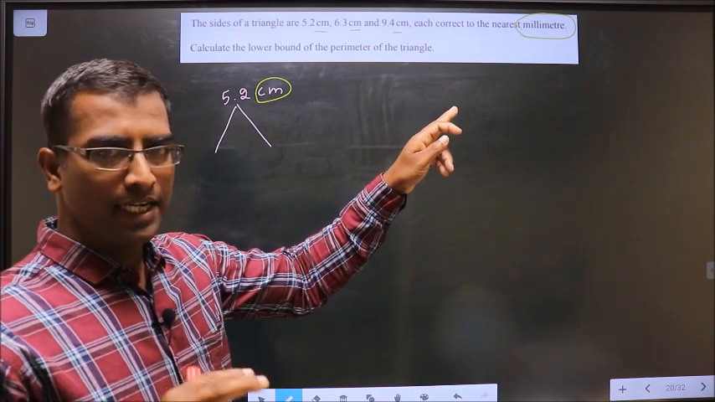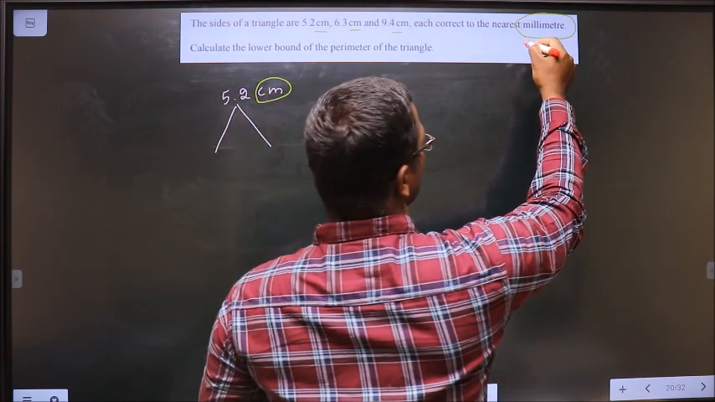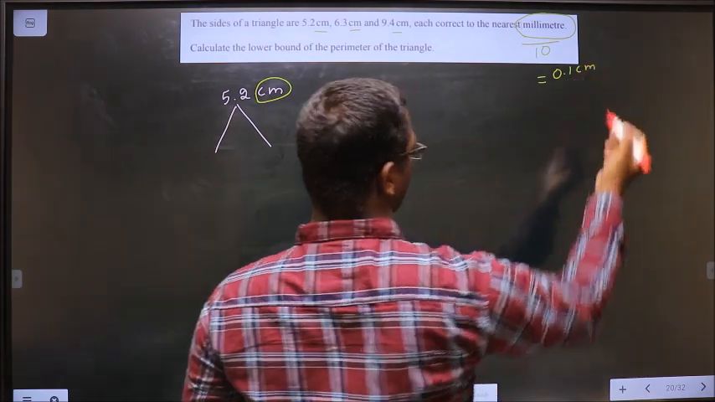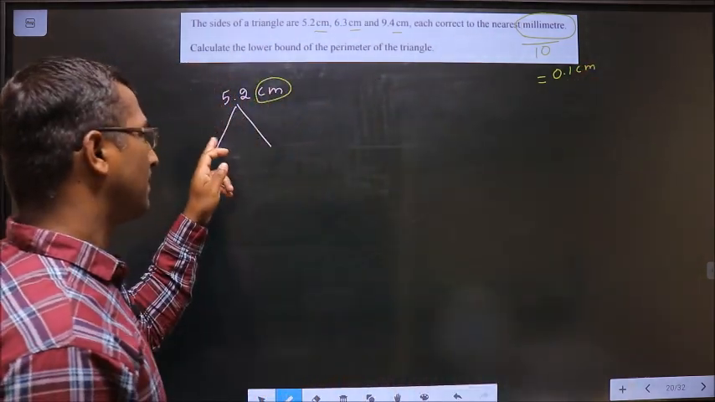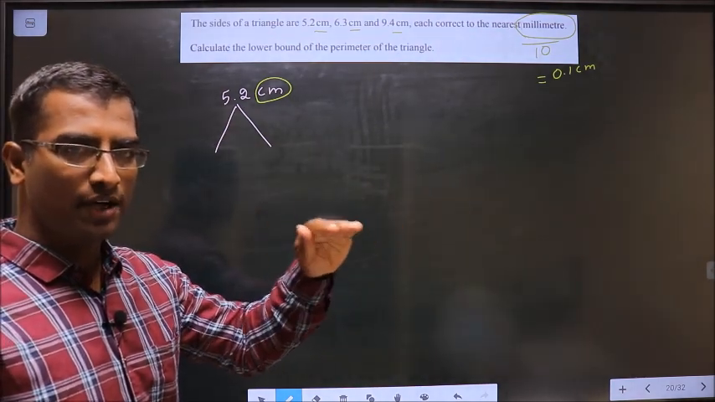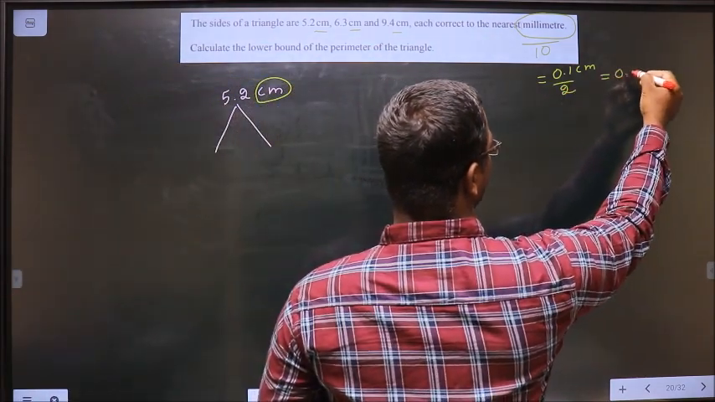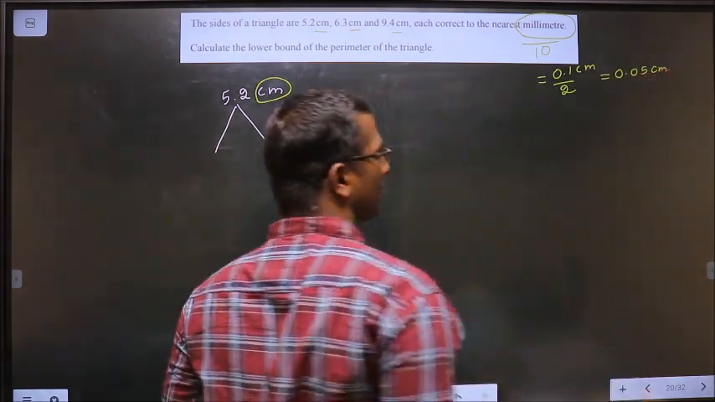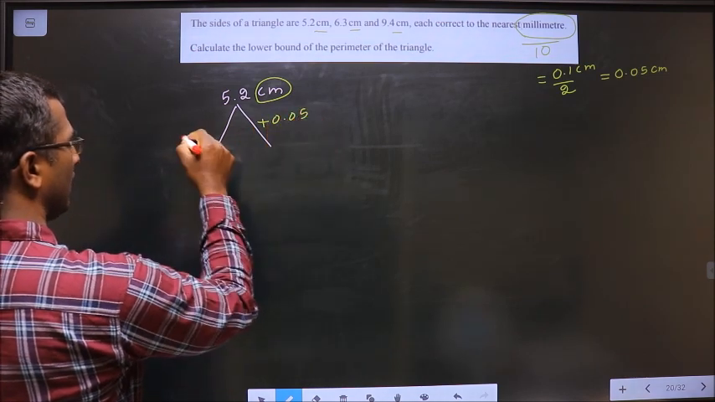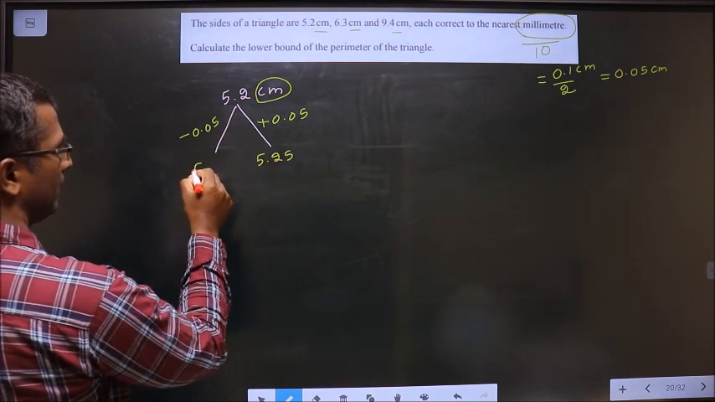So here it is millimeter, I divide by 10 to convert it into centimeters. So I divide by 10, I get 0.1 centimeters. Clear? Now what should you subtract and add means, it is nearest to whatever, you should do half of that. So when I do half, I get 0.05. Okay, that you should add and subtract. So we get 5.25 and 5.15.